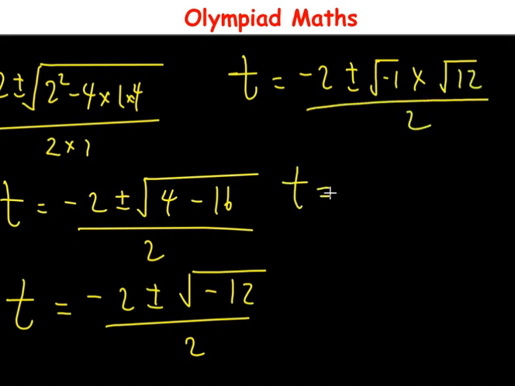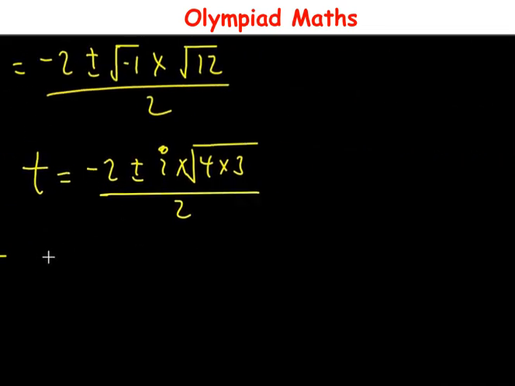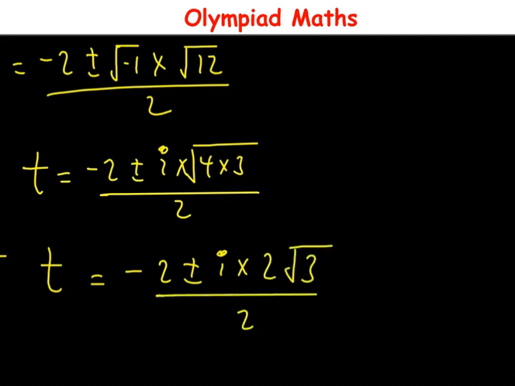So therefore, t is then equal to minus 2 plus or minus root minus 1 is i times, we can express root 12 as root 4 times 3, all over 2. So with this, the value of t is then equal to minus 2 plus or minus i times root 4 is 2, then times root 3, all over 2. From this, 2 divided by 2 we have 1, 2 also divided by 2 we have 1, such that the value of t is then equal to minus 1 plus or minus i times root 3.